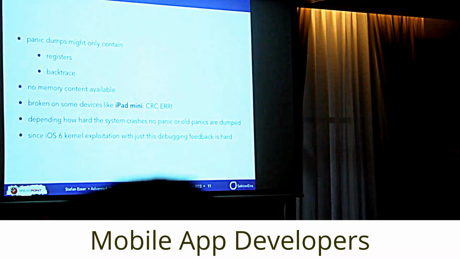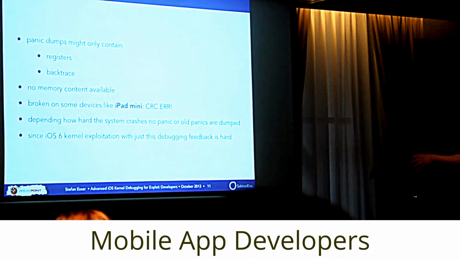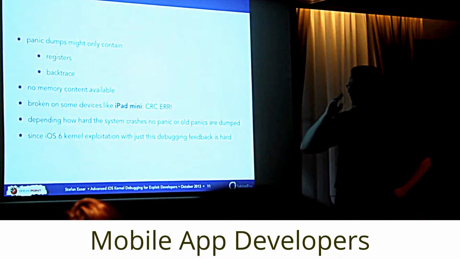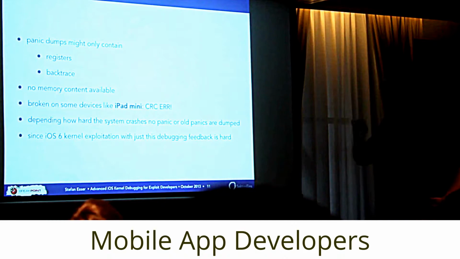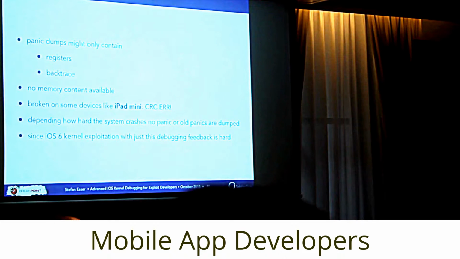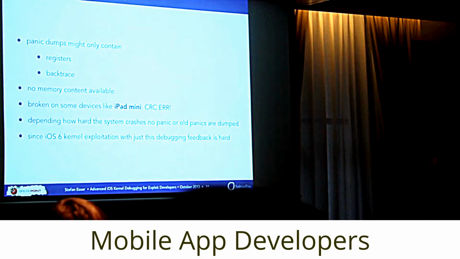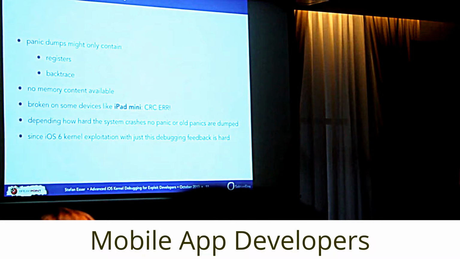Then you have the other problem on some devices like the iPad mini. Depending on the device, there's something broken, so nearly always when you trigger a kernel panic, the kernel panic dump will just contain the NAND CRC error. Nothing else. And so you don't see what's happening. And sometimes, depending on how hard and where you crash the kernel, it's not even able to do the panic dump, so you will get no information.